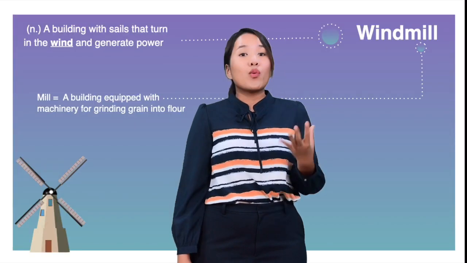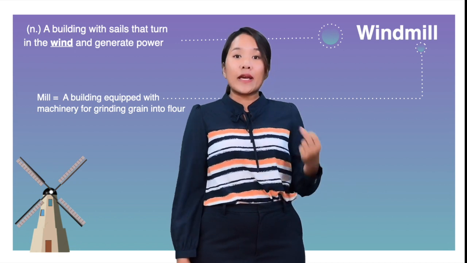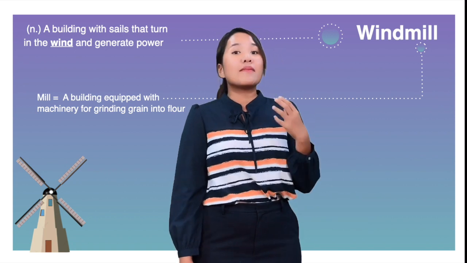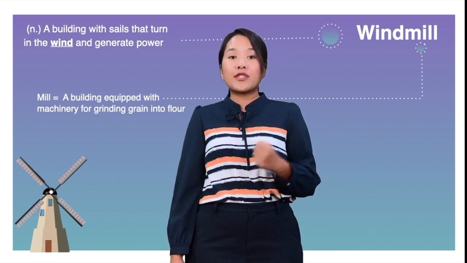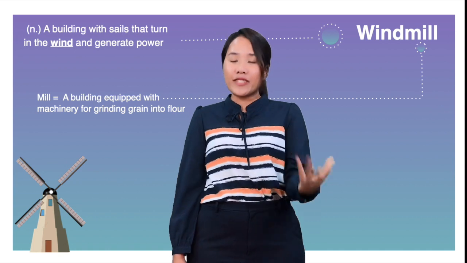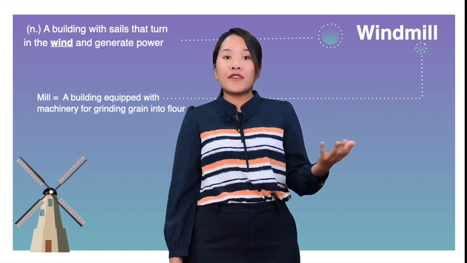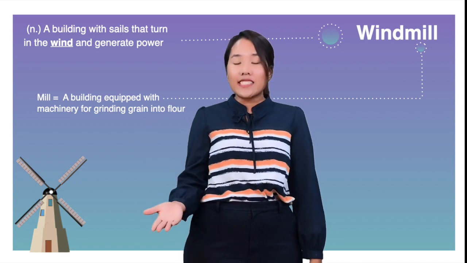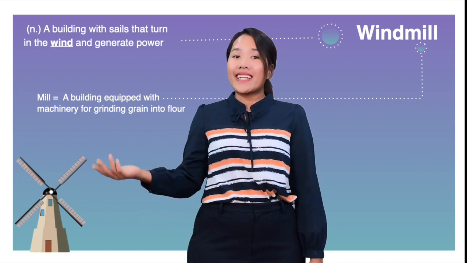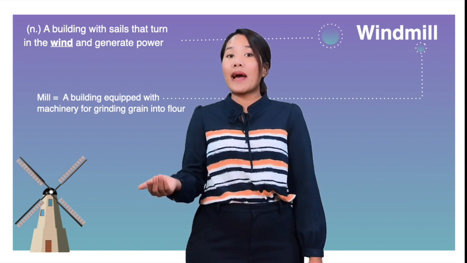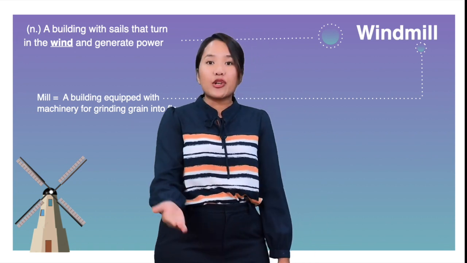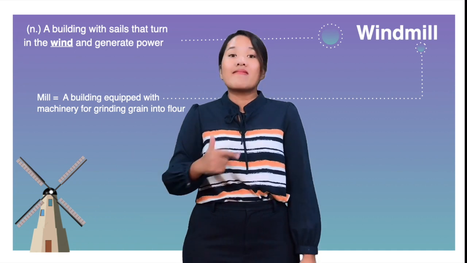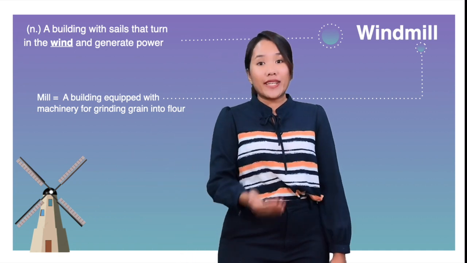For example, windmill, which means a building with sails that turn in the wind and generate power. The meaning of this compound refers to one of its elements. As you can see, the word building refers to mill. Mill means building. So mill is the head of the compound. Then we can say that the meaning of the whole compound windmill is identical to one of its constituents, which is mill. That's why windmill is an endocentric compound.